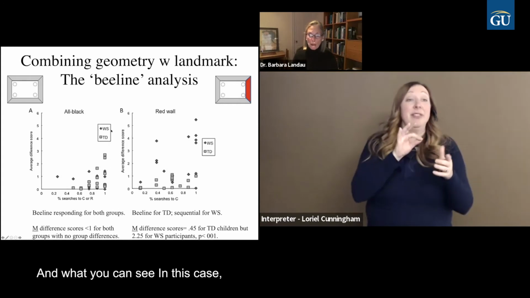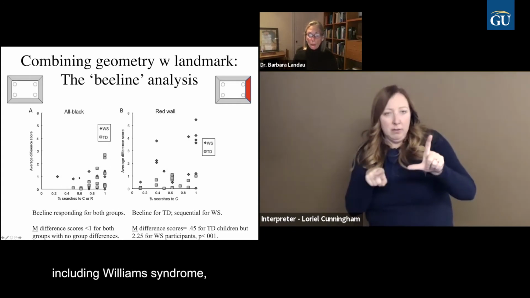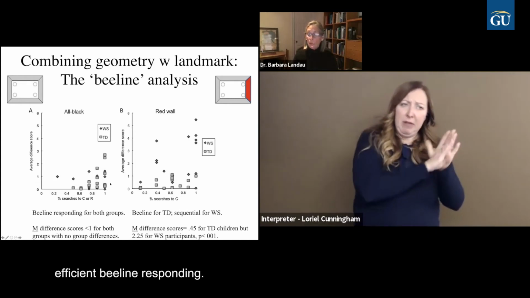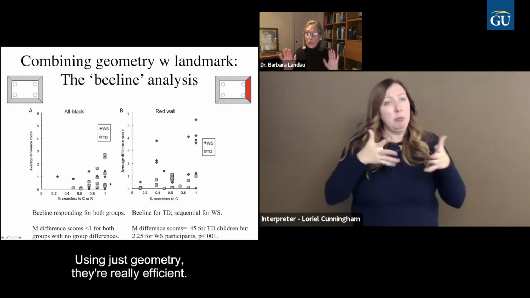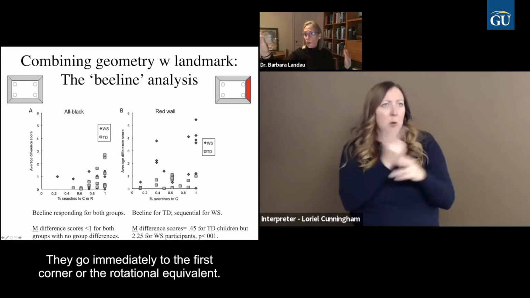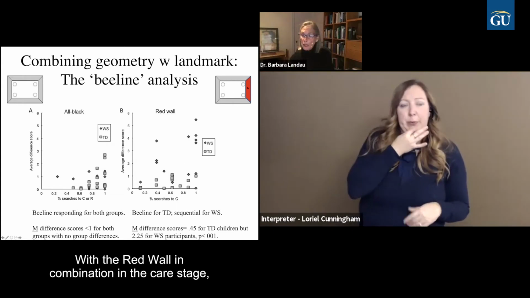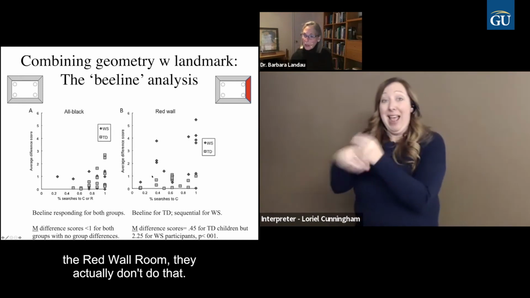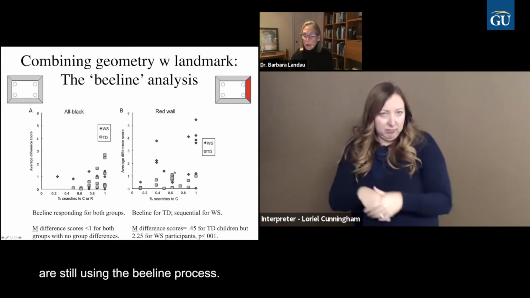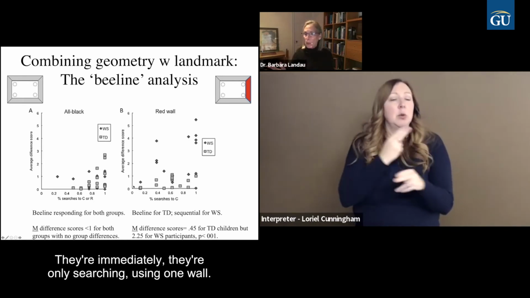In this case, this is the all black room. You can see that most people, including individuals with Williams syndrome, have a pretty robust, efficient beeline response. Using just geometry, they're really efficient. They go immediately to the first corner or the rotational equivalent. With the red wall in combination, in the case of the red wall room, they actually don't do that. Typically developing children are still using the beeline process. They're only searching using one wall.